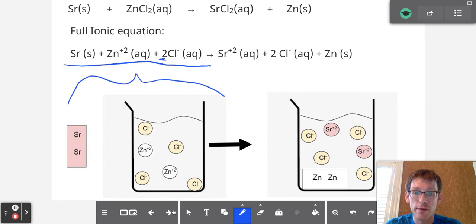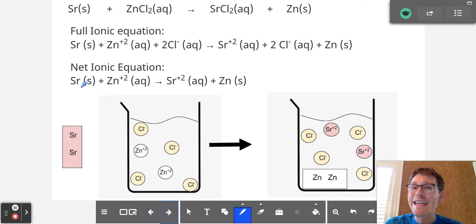This is absolutely fine. But if I want to write a net ionic equation, all I do is take the full ionic equation and cancel out those chlorides because they are spectator ions. They have not changed. Everything else has. The strontium changes from solid to strontium positive 2 aqueous, and the zinc positive 2 aqueous becomes zinc metal that's neutral. So there you have it.